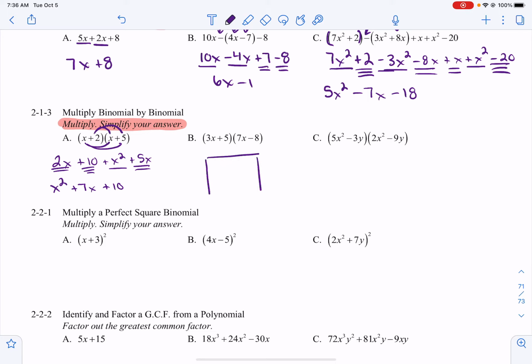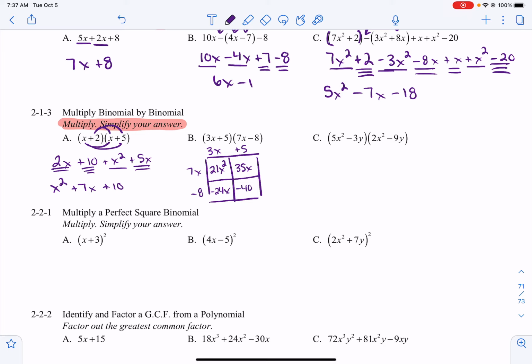So on this second one, again, I've got 2 parentheses being multiplied. So the first parenthesis is a 3x and a plus 5. The second one is a 7x and a minus 8. So now I'm going to multiply each box. So 7x times 3x is 21x squared. 7x times 5 is 35x. Negative 8 times 3x is negative 24x. And negative 8 times 5 is negative 40.